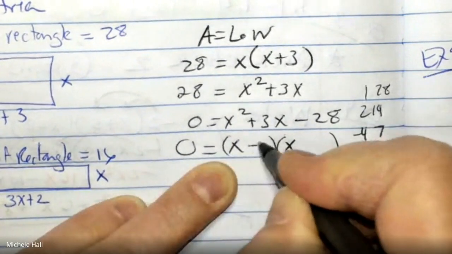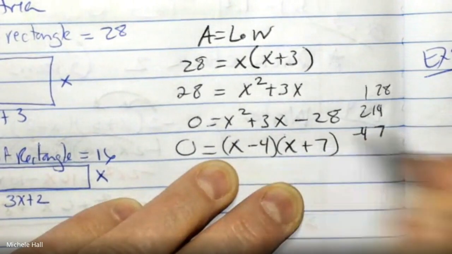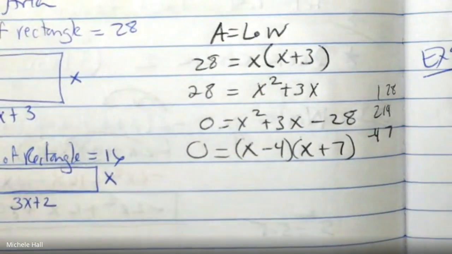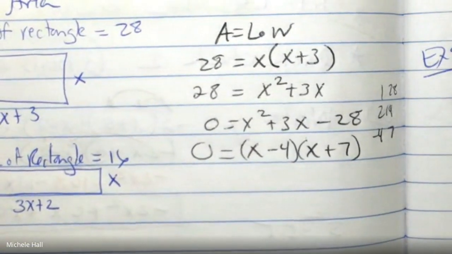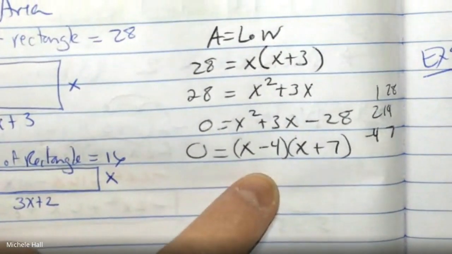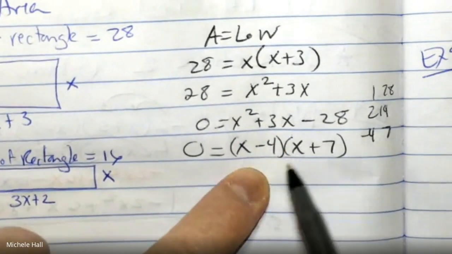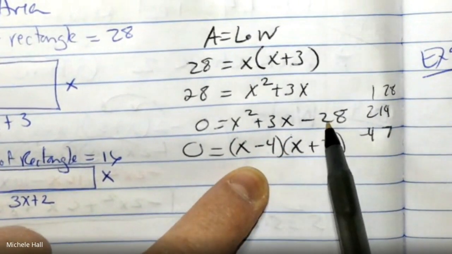Negative 4 and positive 7 add to 3. Those are my factors then that go in here. Negative 4 and positive 7. Some of you were using the box and star method, and yet your factors weren't multiplying back to the original. You need to make sure you also check: negative 4 times 7 is negative 28.